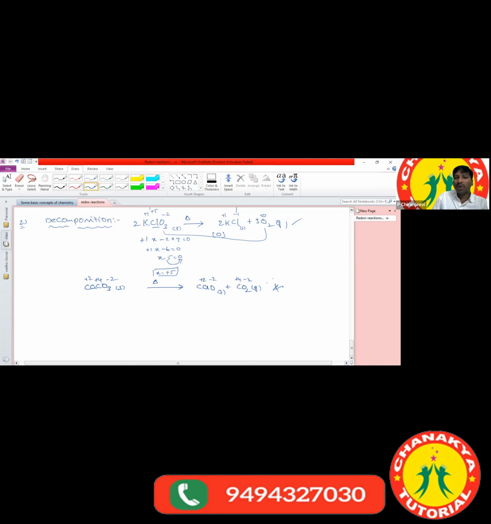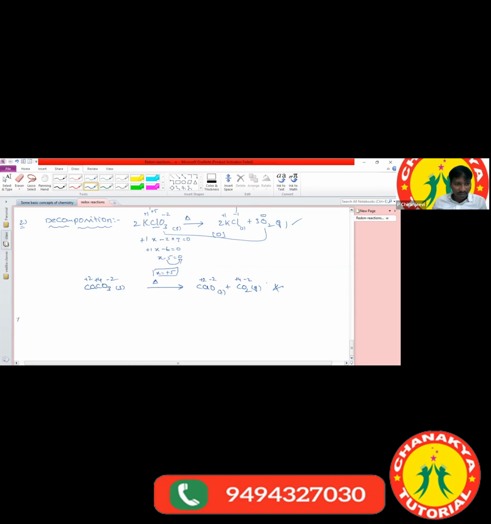Which of the following is not a redox reaction? Here, calcium carbonate is not an example of a redox reaction because it does not undergo oxidation and reduction. It simply undergoes a decomposition reaction. You understood? Understood, all of you?